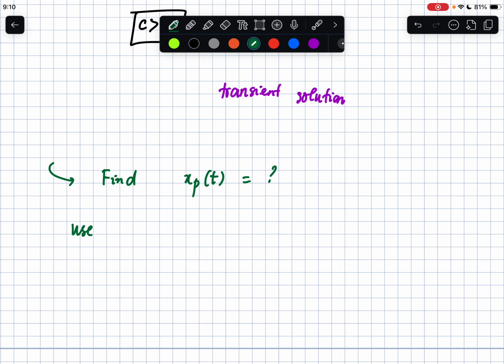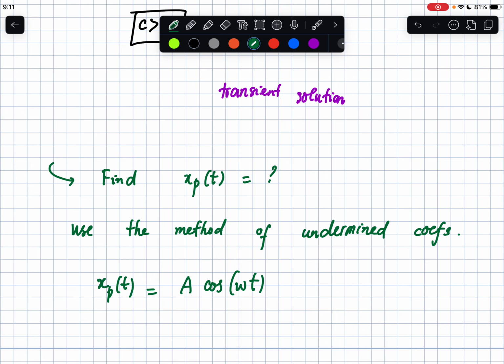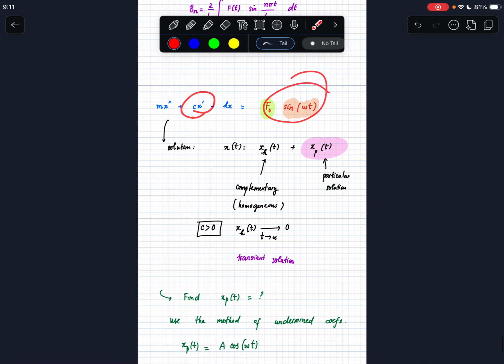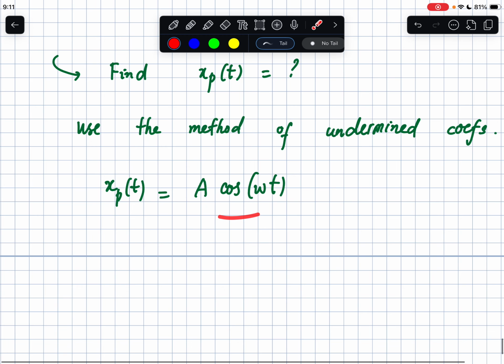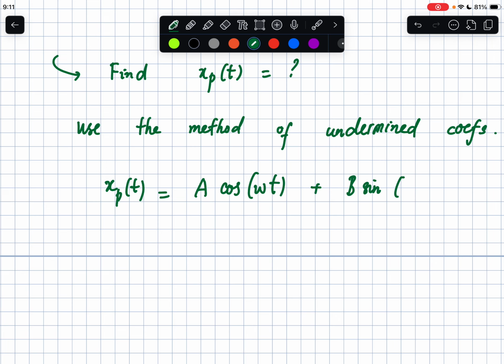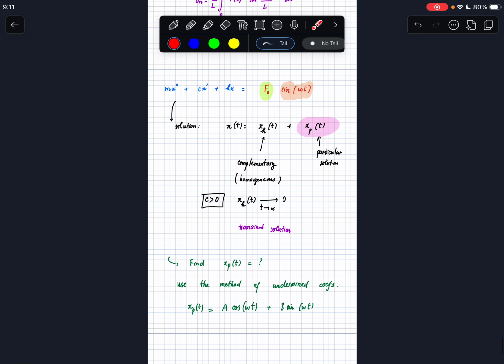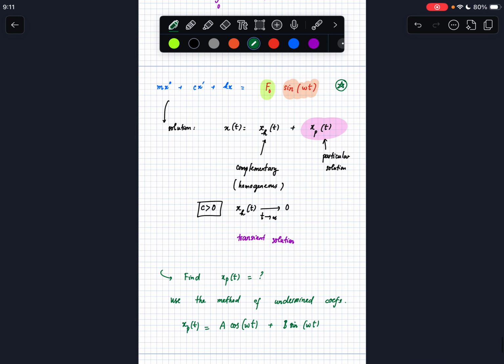We use the method of undetermined coefficients. So we let x_p(t) equal a cos(ωt) plus b sin(ωt), because we have x' right here and we also need cos(ωt). So what you do now is compute x', compute x'', and plug into this equation, say star. You equate the coefficients of sine and cosine, and you find a and b.